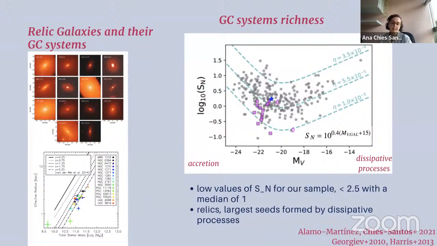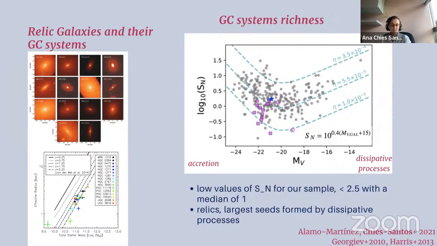And together with Carla, a former postdoc here in Porto Alegre, we analyzed the GC systems of 14 relic galaxies with archival HST I and H band imaging. And these galaxies are all found to be outliers of this redshift 0 mass-size relation. In fact, most of them fit much better with higher z mass-size relation curves. In this work, we try to quantify the richness of these GC populations through the specific frequency parameter, Sn.